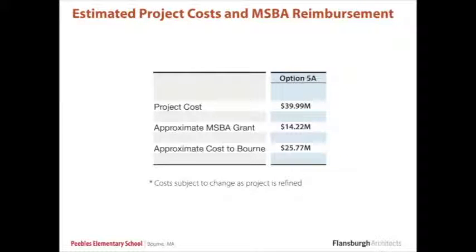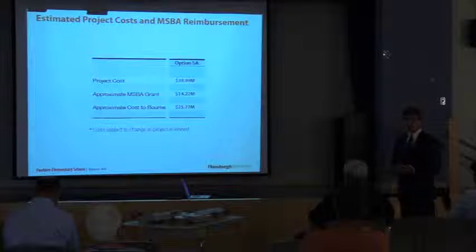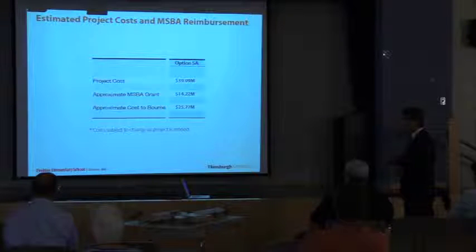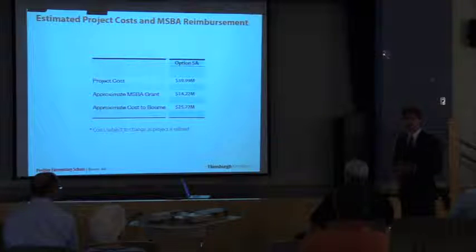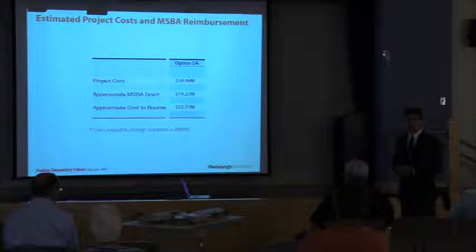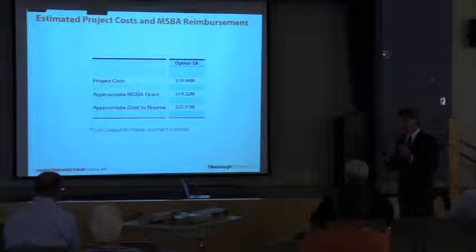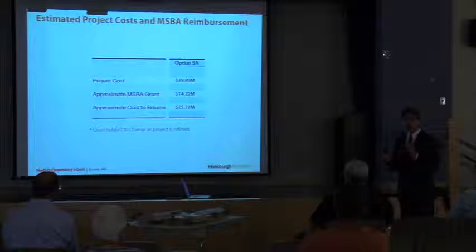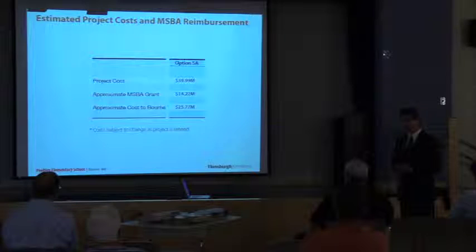And we feel very optimistic, with the MSBA's strong support over the last month or so leading up to the board vote, that the $14.22 million will hold, and it may even get a little bit better as we refine the overall cost during this phase. Certainly the goal is to make sure that we're designing an efficient, cost-effective, long-term building for the town of Bourne.